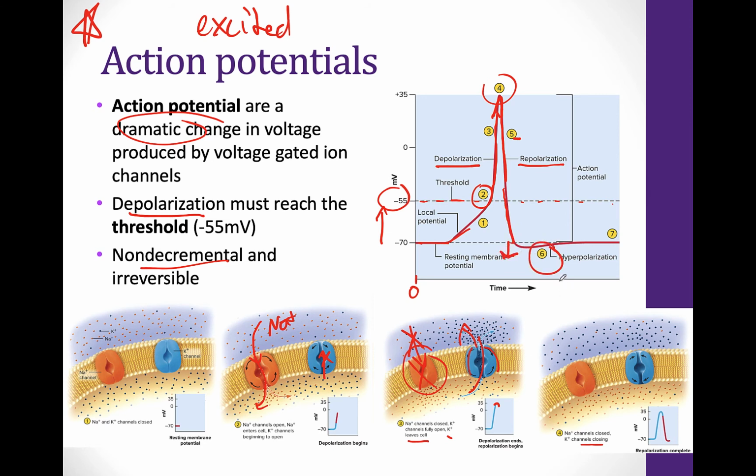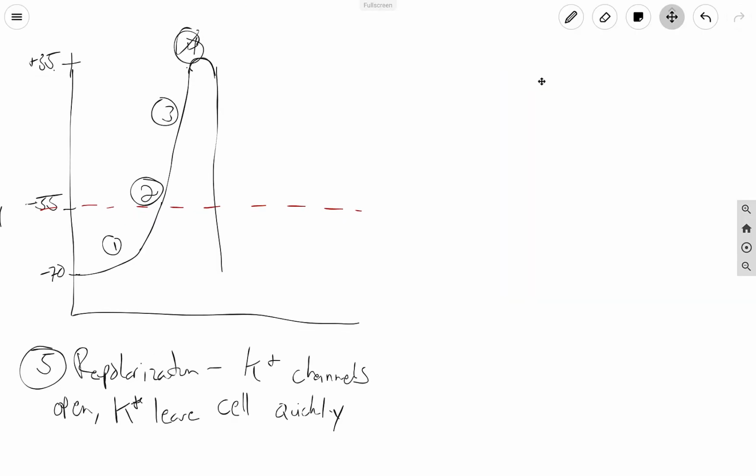So step 6 is hyperpolarization. So hyper means too much. It goes a little too far. By the time we reach here, the potassium channels have closed. So this is shut. No more potassium leaving. Notice that now outside of the cell we have potassium, and inside of the cell we have sodium. That's the opposite of what we started. I'm going to move this over.